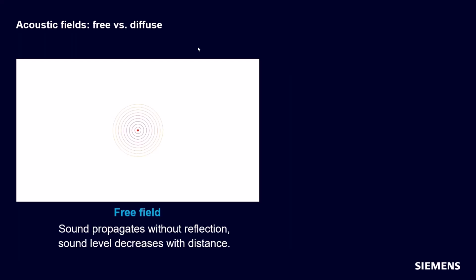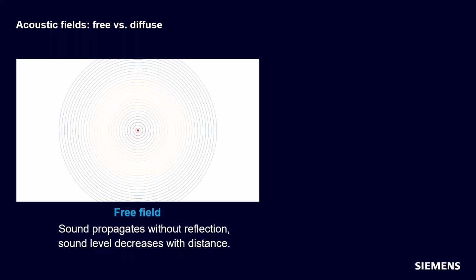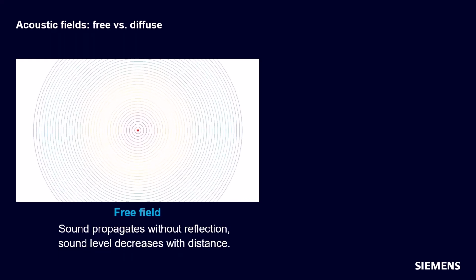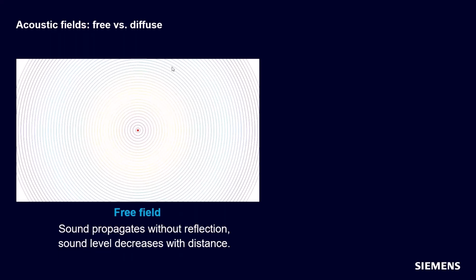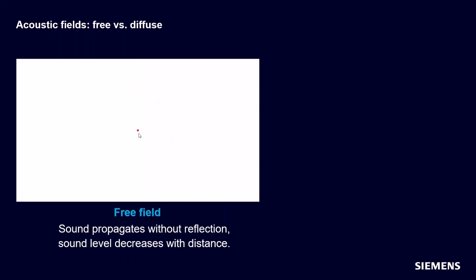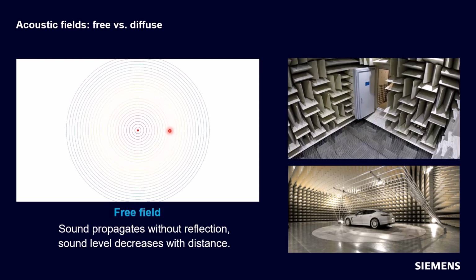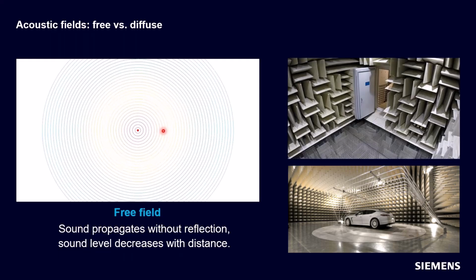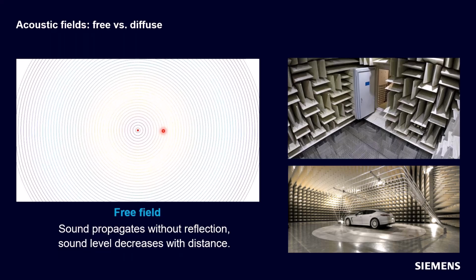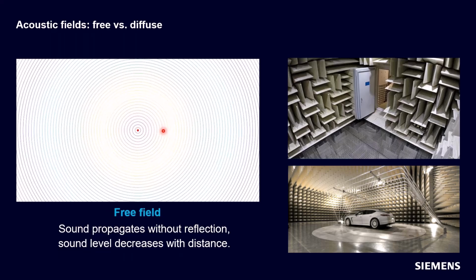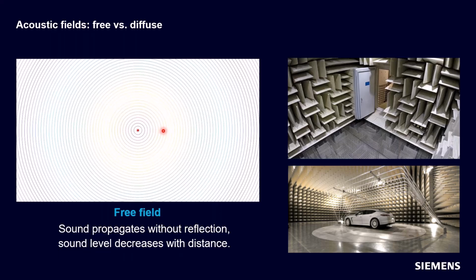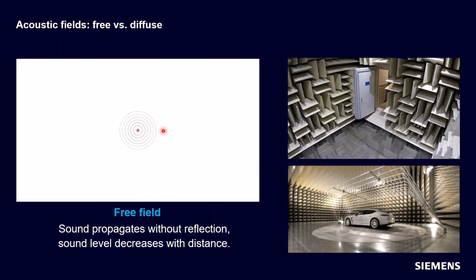When we're talking about reverberation time, it'll be very important to understand some of the differences between different acoustic fields. So we're going to introduce the concept of a free field here, where sound propagates without reflection and the sound level decreases with distance. Say my laser pointer is a microphone measuring the sound. This incident sound wave is only going to hit this microphone one time, and then it's going to continue to propagate to infinity.